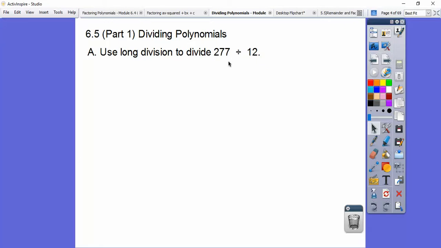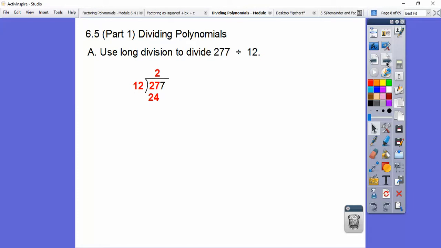We're going to divide this 3-digit number by a 2-digit number. Do you remember doing that? Okay, so let's go through it because it's the exact same process that we do with the polynomials. So 12 goes into 27, we'll focus on those two numbers, 2 times, okay? And then what do we do with that 2? We multiply 2 times 12, and we write it right underneath here. Do you remember doing that?